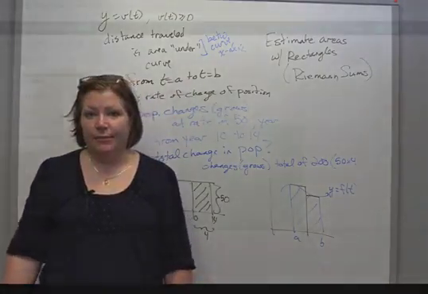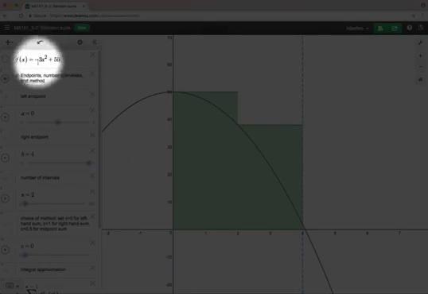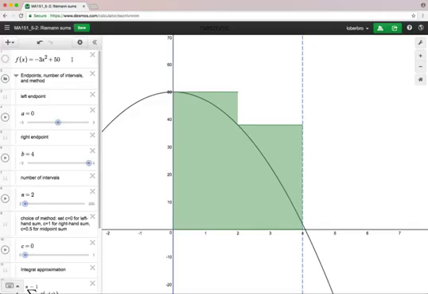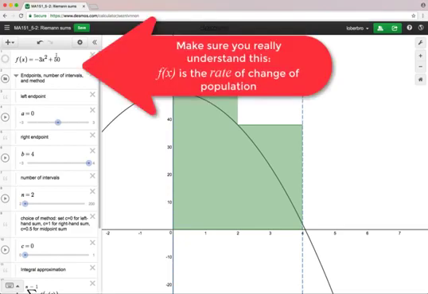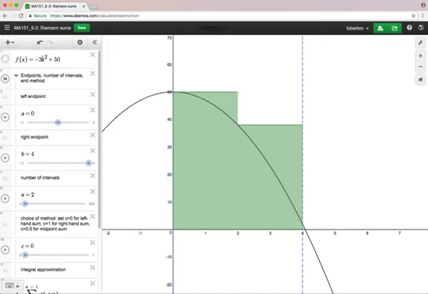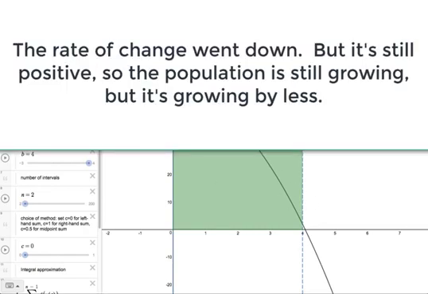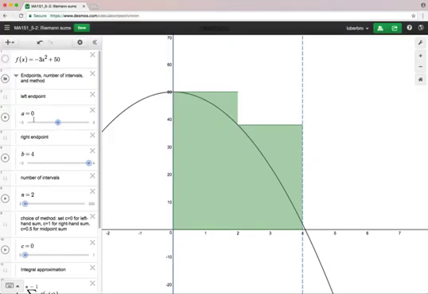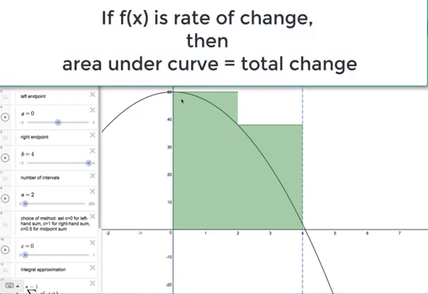So let's look at an example. In this example, we're given a function negative 3x squared plus 50, and that's representing a population change of, say, a bacteria, where x equals 0 is when we introduced an antibiotic, and so the population change went down. And we want to know from 0 to 4 hours, how much did the bacteria population change by total. And so that would be the area under the curve.